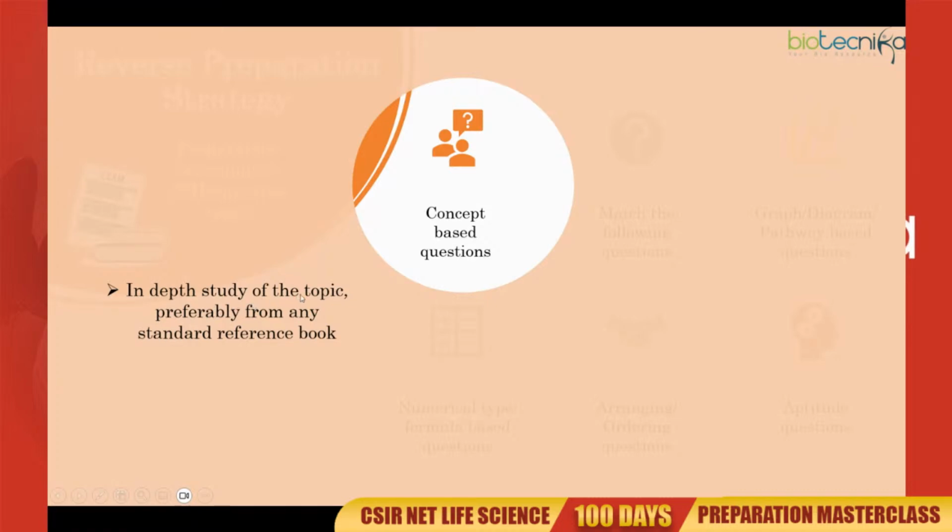You have to do an in-depth study of the topic, preferably from a standard reference book, because a concept is always something which stays with you for a longer time. If you memorize something, you might miss out one or two things from there, but a concept will still be there. If you see a movie, you will remember the story, what the concept of the movie was. Probably you will forget some scenes.